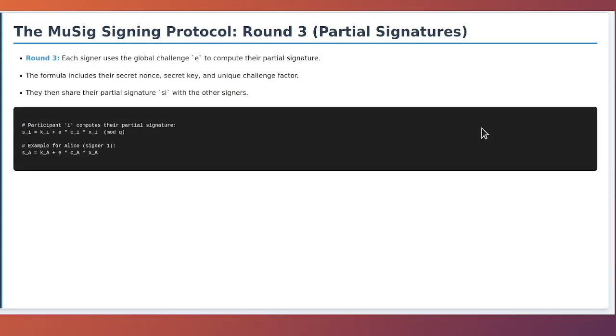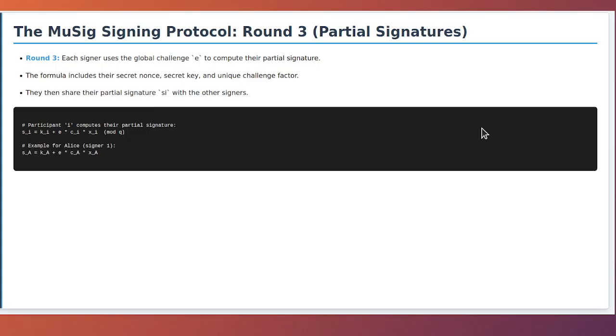The MuSig signing protocol. Round 3, partial signatures. This is the final interactive round, where each participant creates their piece of the final signature. This piece is called a partial signature. Now that each participant has the global challenge E, they can compute their own partial signature, S I. The formula, as shown on the slide, is very similar to the standard Schnorr response formula, but with one key difference.